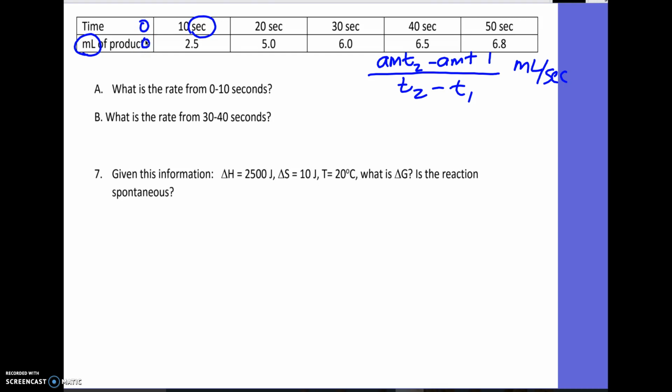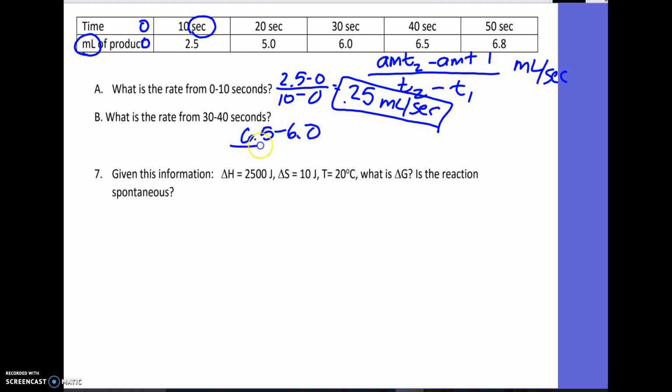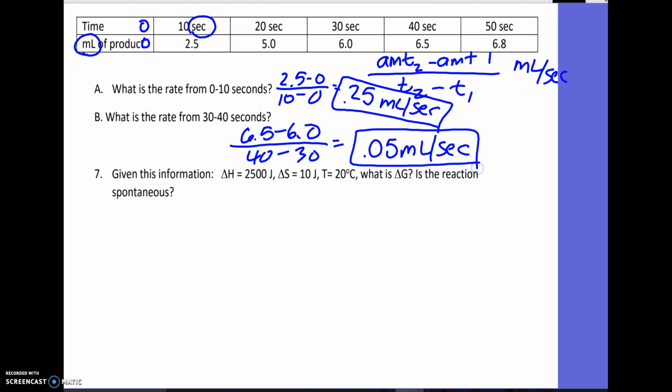So 0 to 10 seconds would simply be 2.5 minus 0 over 10 minus 0, which is 0.25 milliliters per second. From 30 to 40 seconds, you just look at your 2, so it's going to be 6.5 minus 6.0 over 40 minus 30, and that's going to give you 0.05 milliliters per second. So does that make sense? It's just calculation. Just make sure you know the formula, and make sure you include your units.